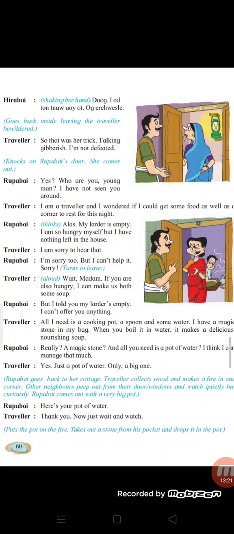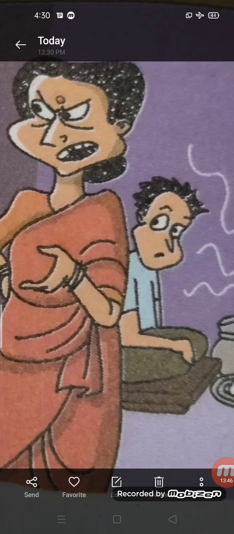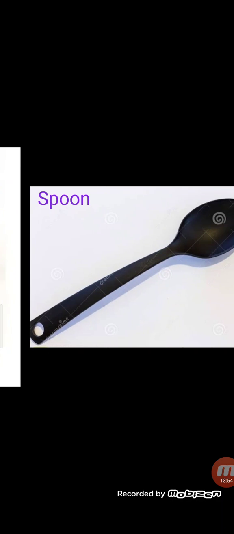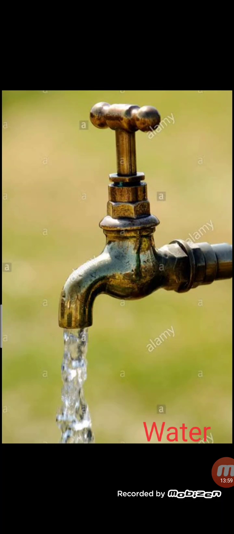Okay. Now see, with the help of the picture I'll tell you. See what he's telling? He knocks at Rupabai's door. Rupabai comes out and tells him, see, my larder is totally empty. I don't have any food to give you. So he shouts and tells, oh madam, wait, I don't need anything. What I need is just a cooking pot. I don't want anything else, just a cooking pot, a spoon, and some water.